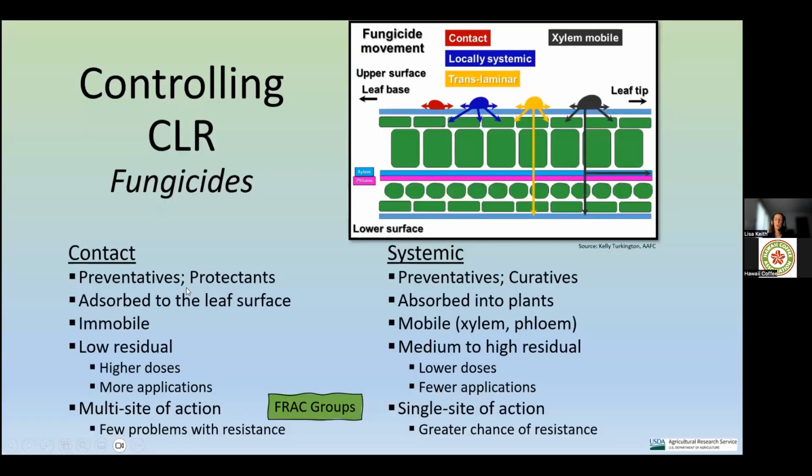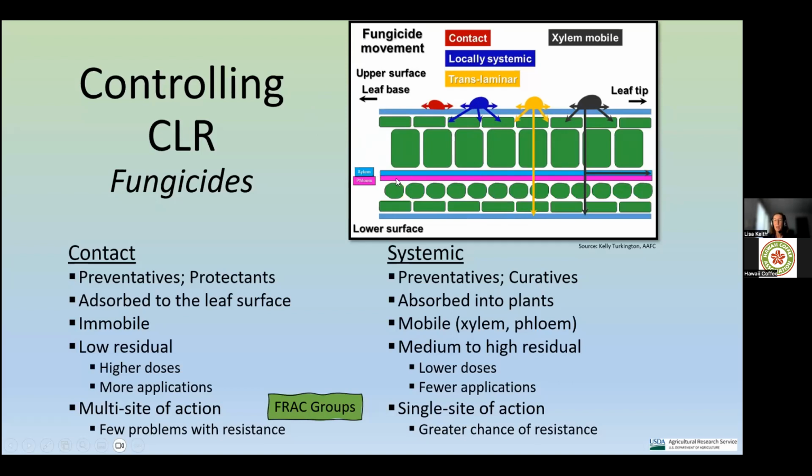Okay, so to move into the goal is controlling coffee leaf rust. One way is through fungicide use. And this picture helps give examples of various fungicides and how they work. And so just to go over this picture, you see the upper surface of the leaf, the lower surface of the leaf, okay, the leaf tip towards the right, the trunk of the tree to the left.